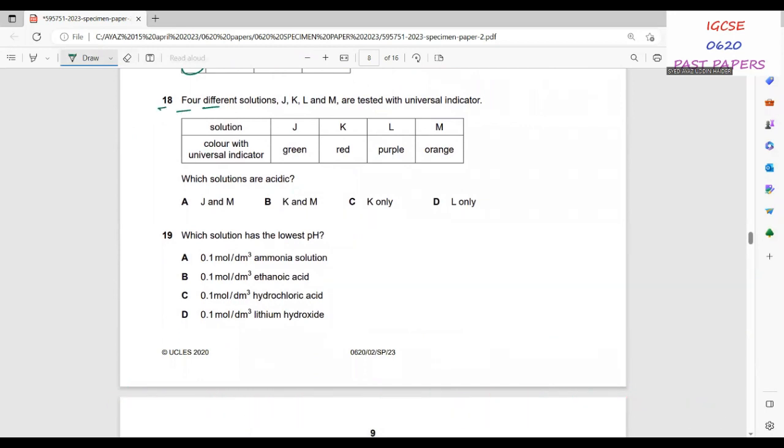18. Four different solutions J, K, L, and M are tested with universal indicator. Here are the colors with the universal indicator paper. J green, K red, L purple, M orange. Which solutions are acidic? These kinds of questions are related to rote learning, so you have to learn their colors. We are only left with the right answer.